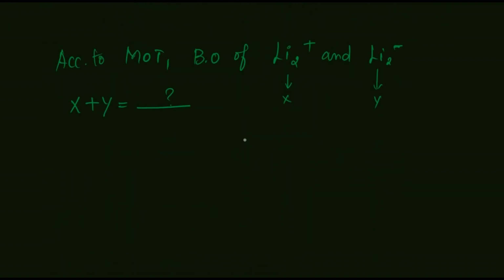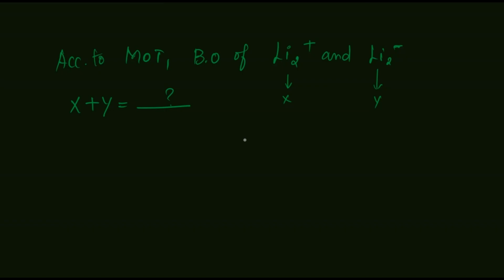Moving on to the next question. According to MOT, the bond order of Li2, Li2 plus and Li2 minus, we have to take as X and Y respectively, and they are asking for the whole number when we are adding X and Y.